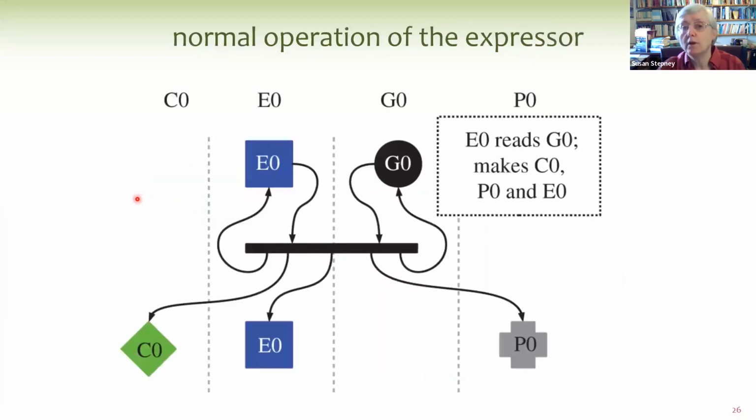And this is the normal operation of the expressor. So you start off with an expressor protein floating around in the system, and it binds to a genome floating around. And its job is to produce a copier, an expressor, and the payload. So there are basically three machines encoded into the genome: the copy machine, the expressor machine, and the payload machine. Okay, so that's what the expressor is supposed to do. So that's the entire design of what goes on.